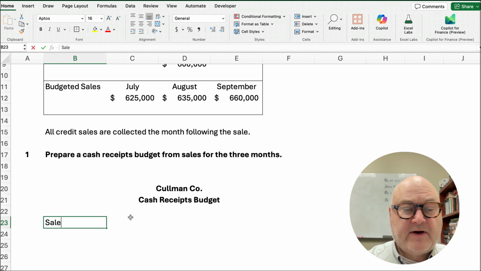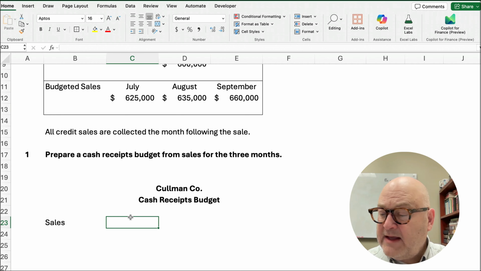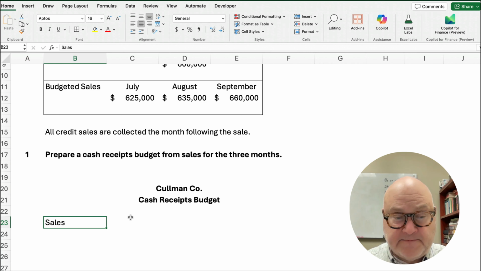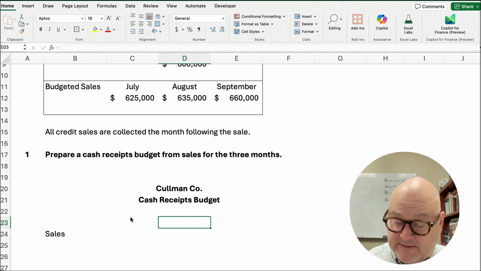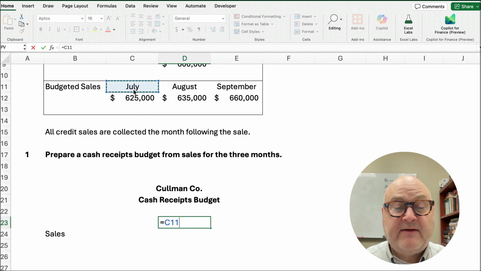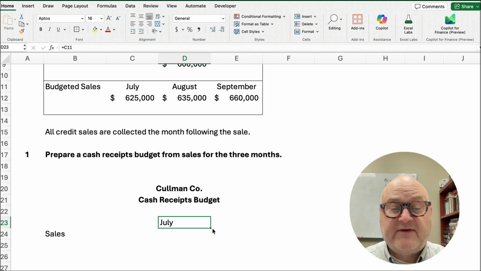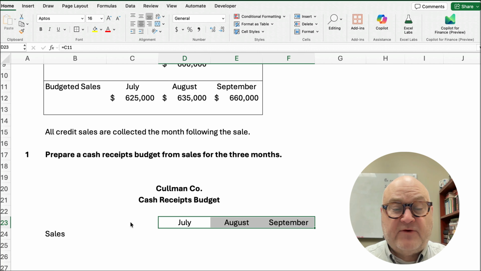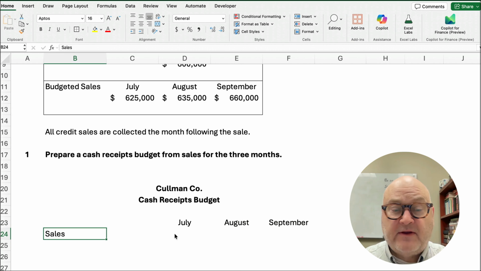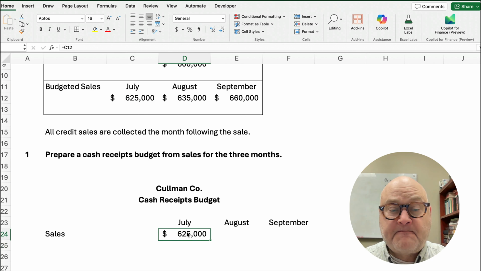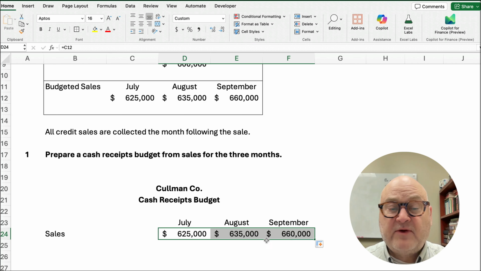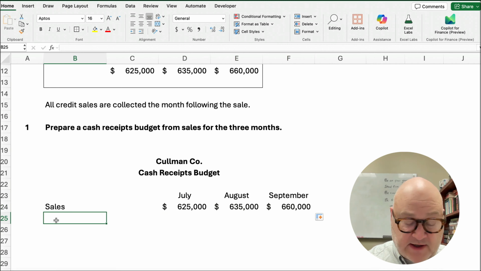So we're going to put our sales number here, and I'll move it down just one because I need to put in the months. So I've got the month of July and then August and September. I'm going to do 3 columns here for July, August, and September. So our sales are going to be $625,000, and then all the way across, $625,000, $635,000, and $660,000. So there's our sales, and we're going to try to figure out our cash receipts.